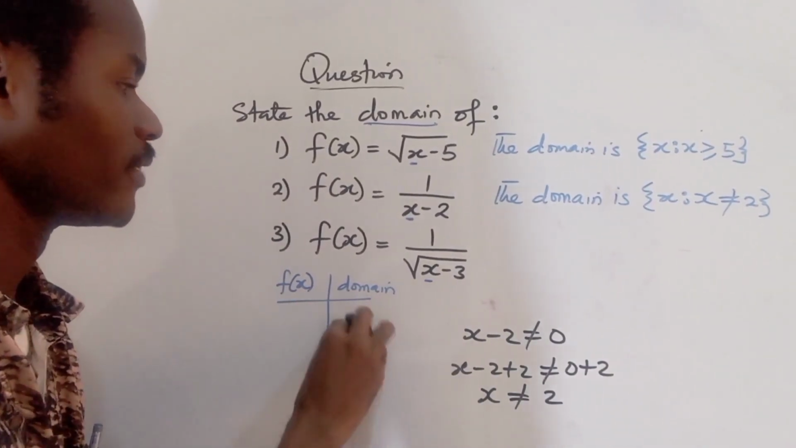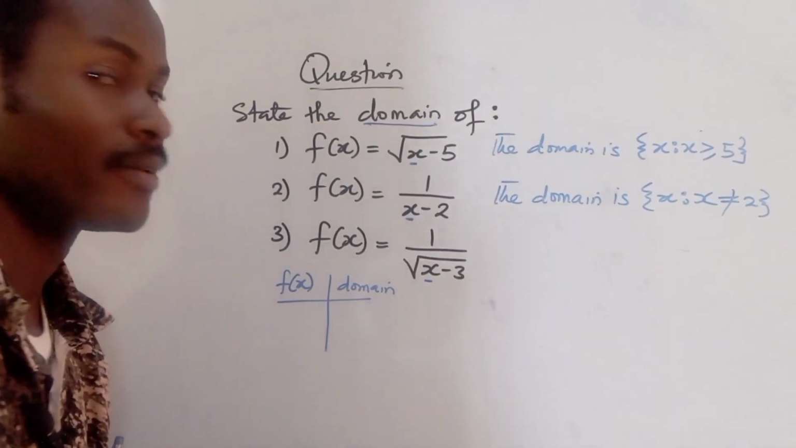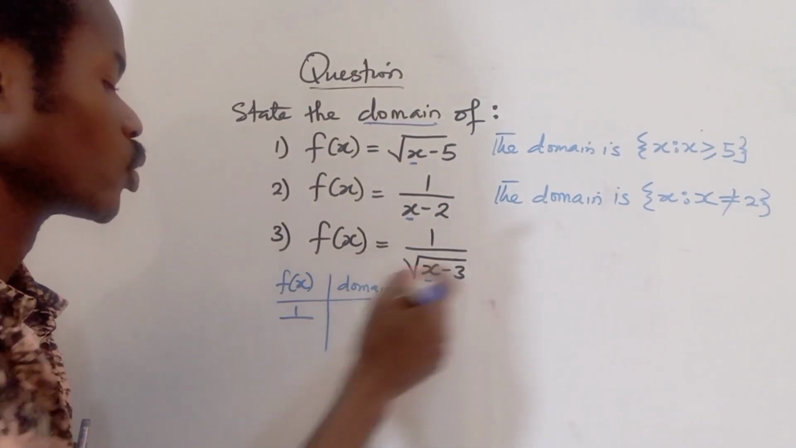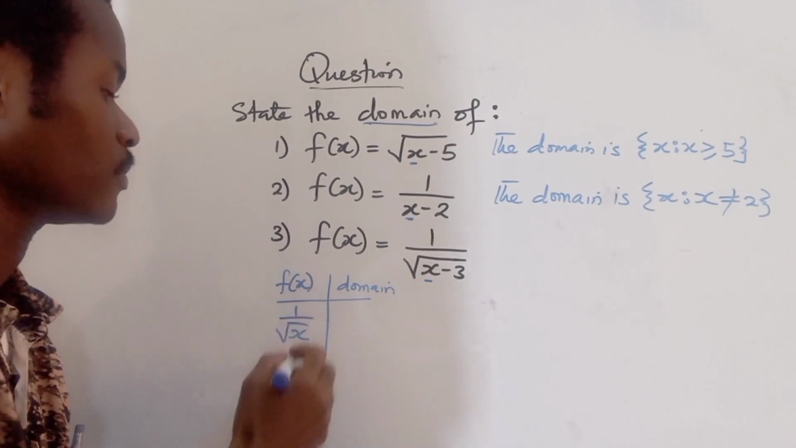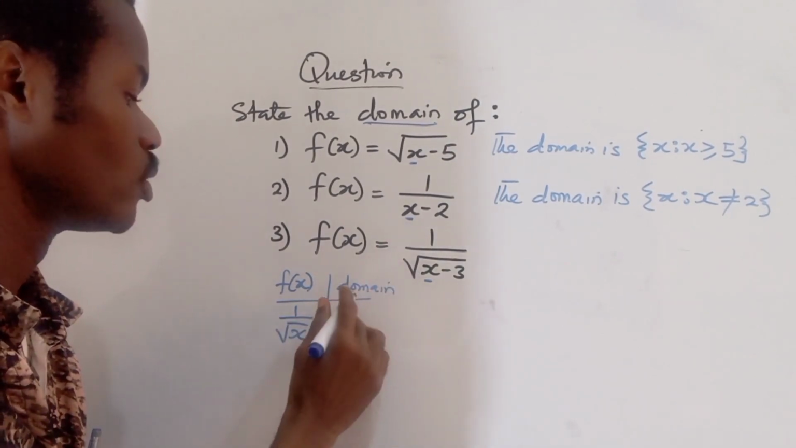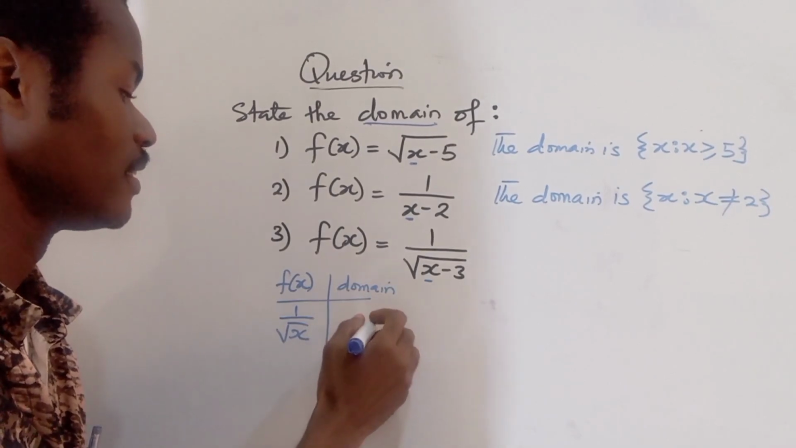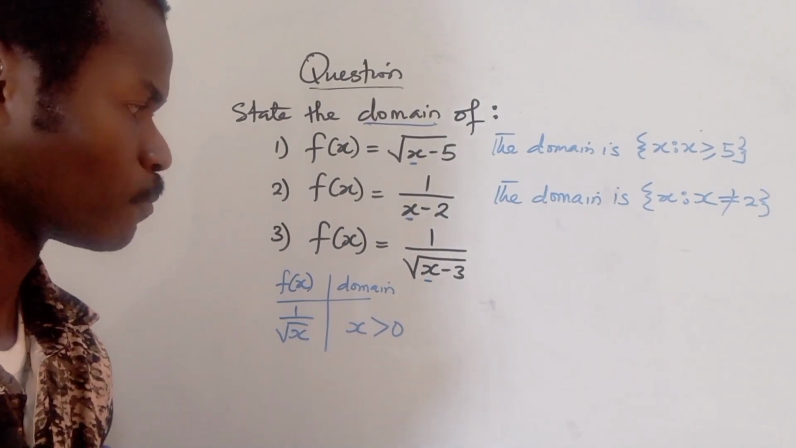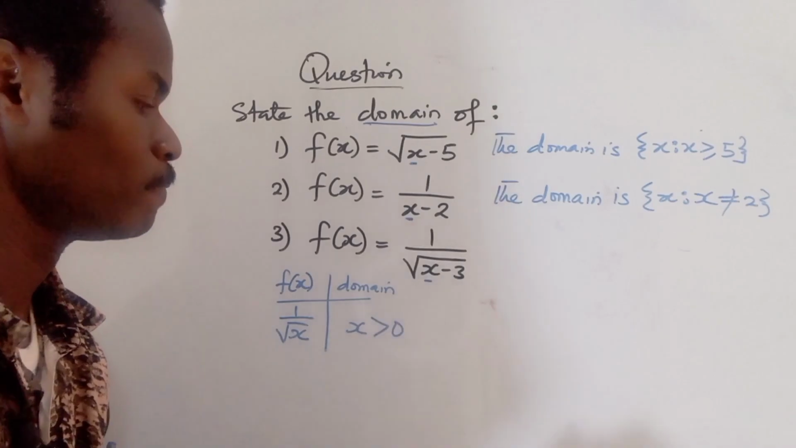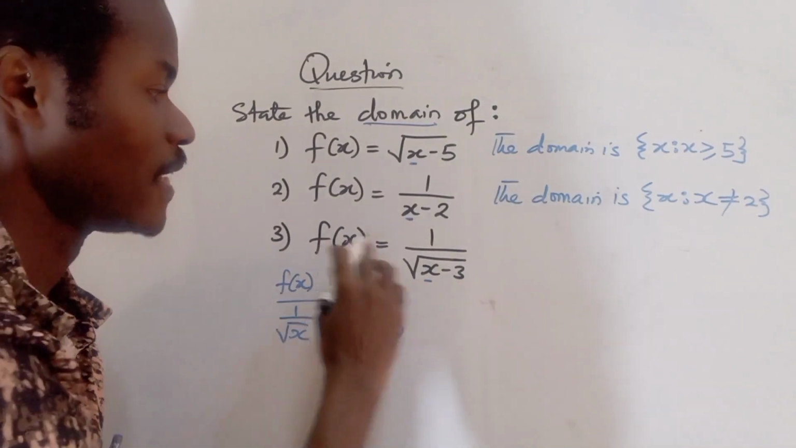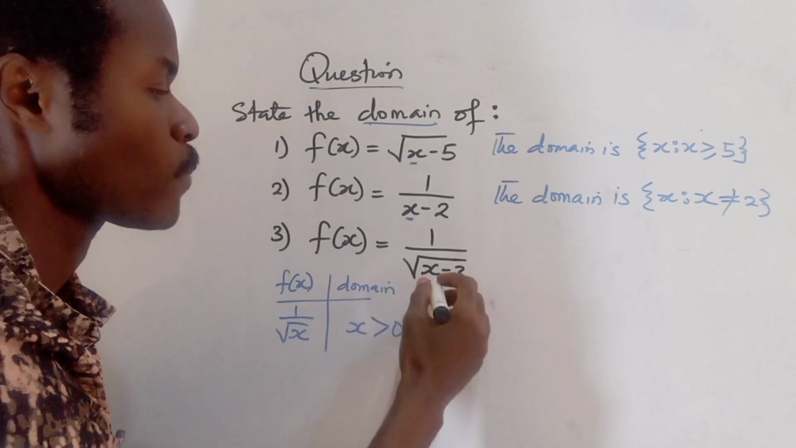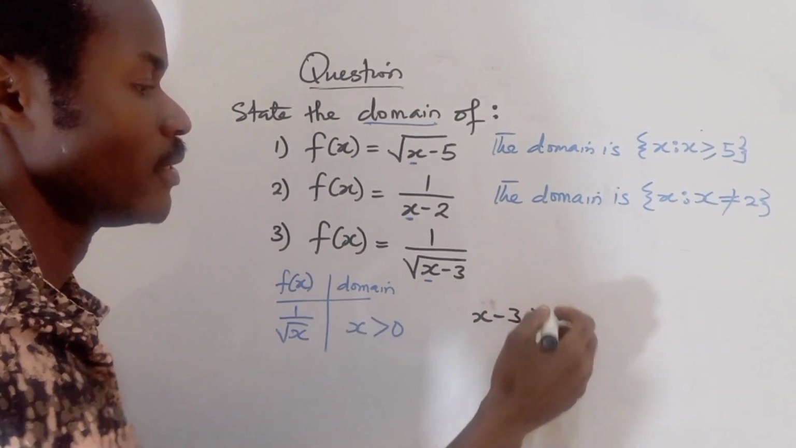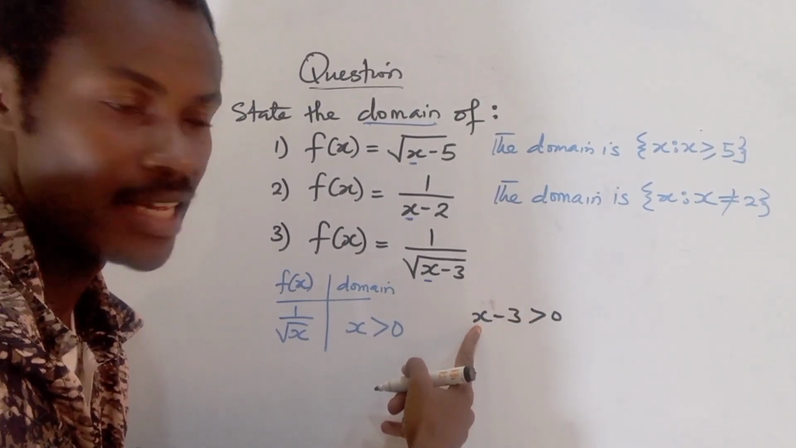We have, let's simplify it in this form, 1 over the square root of x. For this, the domain is going to be x greater than 0. So the set of values that satisfy this function will be, we are going to have our x minus 3 greater than 0. So we are going to solve for x, making x the subject.